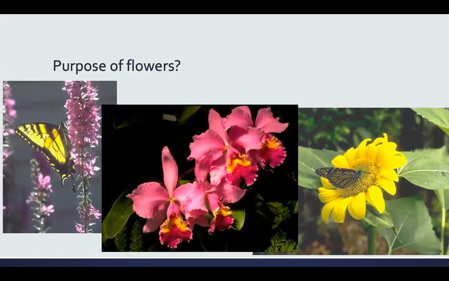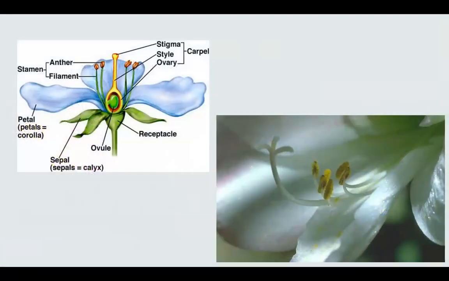What is the purpose of flowers? So many plants have flowers. And the main purpose is to attract pollinators. So to provide some sort of pretty shape that will attract a pollinator, whether that's in this case a butterfly or a bee, which is the most important pollinator in the world. So that is the purpose of flowers.